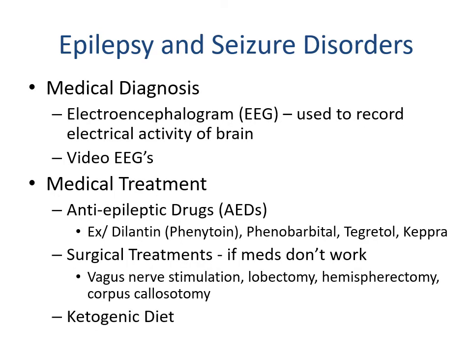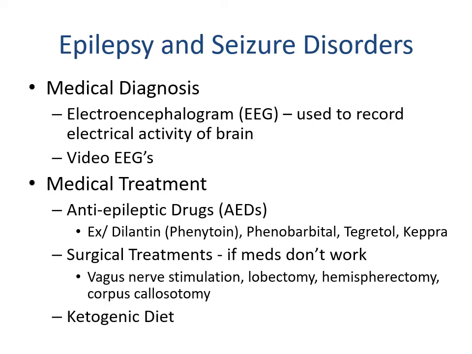For medical diagnosis, we do an electroencephalogram, or EEG, to record electrical activity of the brain. We record this over time, so we can see the change in electrical activity, which then corresponds to symptoms in the patient. For medical treatment, our first line treatment is anti-epileptic drugs, or AEDs. These are things like Dilantin, phenytoin, phenobarbital, Tegretol, and Keppra. These are basically sedatives. Technically it's not a sedative, but what it does is calm some of the electrical activity in the brain to reduce the risk of those seizures.